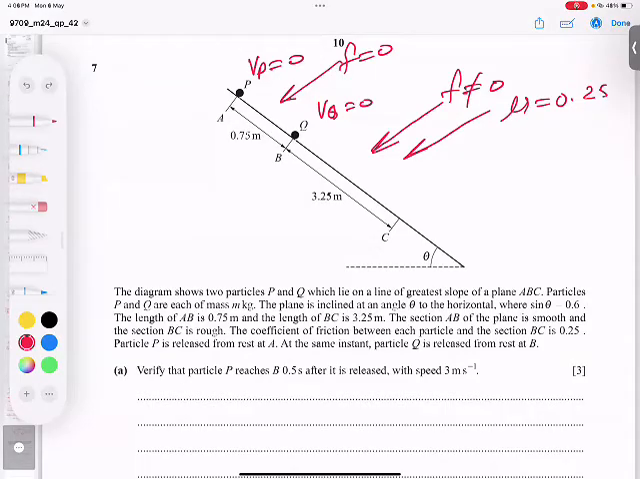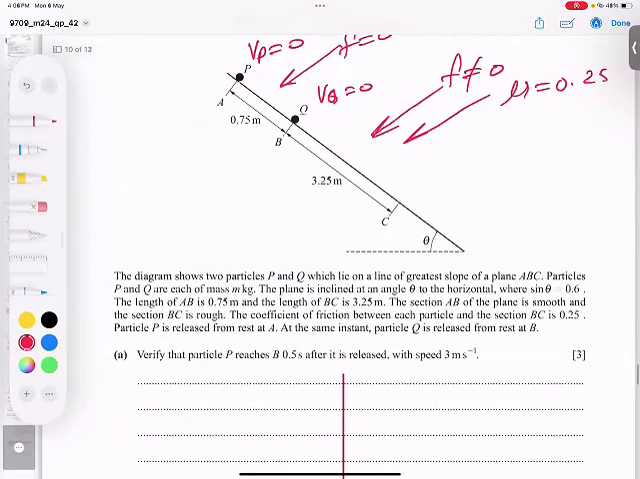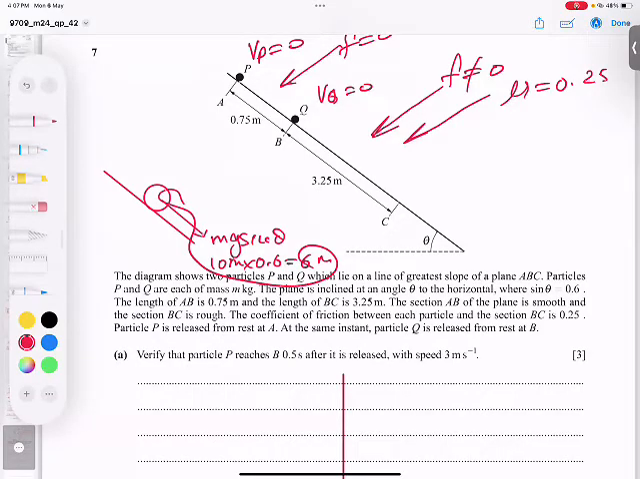So let's see how to get it. Let's try to do it for the P particle. If we talk about the P particle, first of all, we need the weight component. I don't know the mass, so the weight component is, as we always write, mg sine theta. Sine theta is given by him as 0.6, so 10 m times 0.6 becomes 6m. So this is 6m, very clear, and friction is not there.